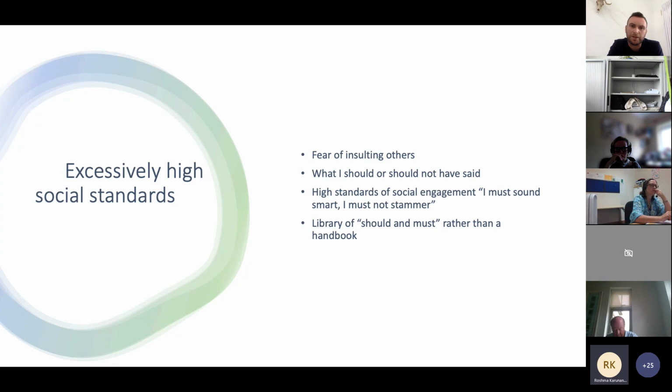The fear of insulting others, and their version of what insulting is, and that can be very, very wide. What should or should I not say? High standard social engagement. I must sound smart. I must not stammer. I must not stutter. Lots of different things. So it's really useful to try to understand the person's point of view as to how social interactions should happen, to help them maybe to drop their standards and to live in the world like the rest of us. So a library of shoulds and musts rather than just a little handbook. So try to use these metaphors to help people to understand some of the problems or the things that they may be doing.